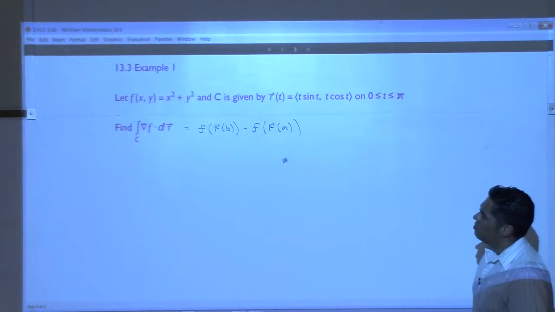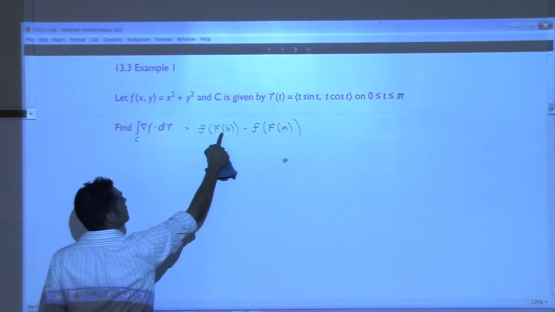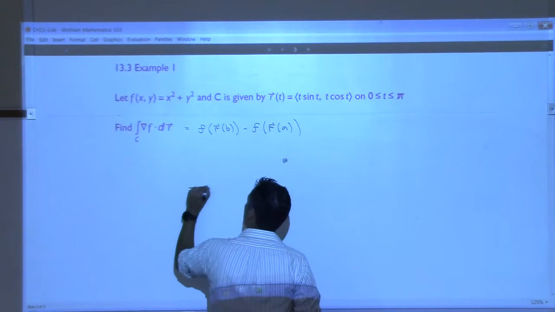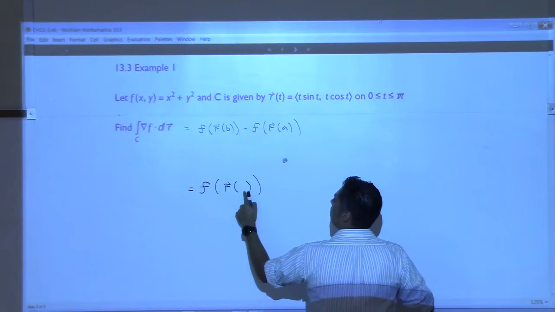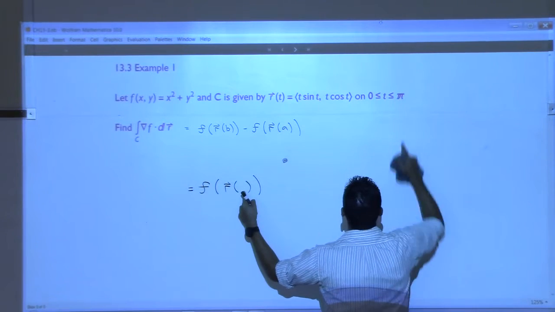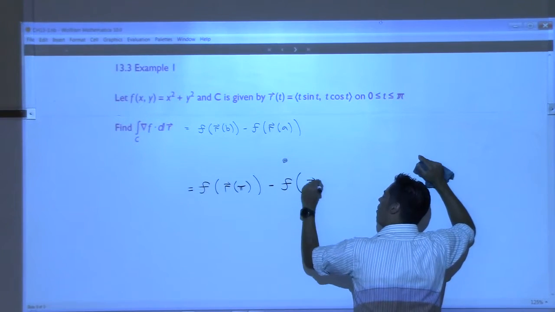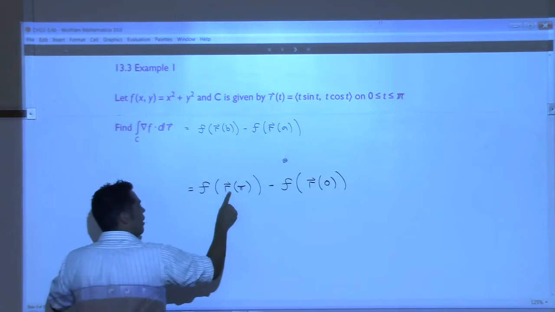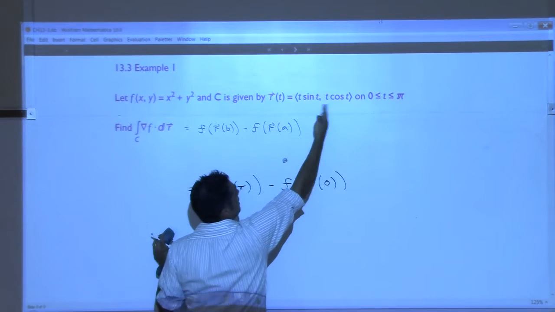So all we need to do is evaluate this function where? At r of b. What's r of b? So for us here, I'm going to move this down here. r of b is really r of what value? What's b for us? b is pi, okay? And then minus our scalar function evaluated at r of a, which is 0. Now, do we know what r is? r is our curve, right? Do we know our curve's value at pi? Sure, we can plug pi into this, right?